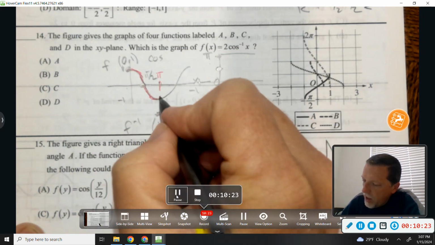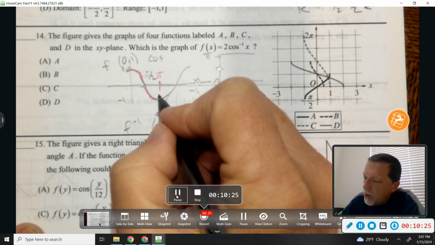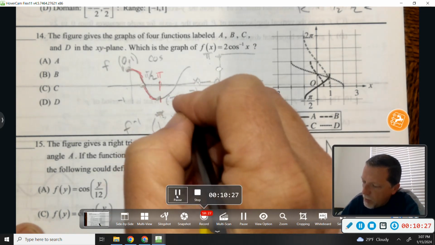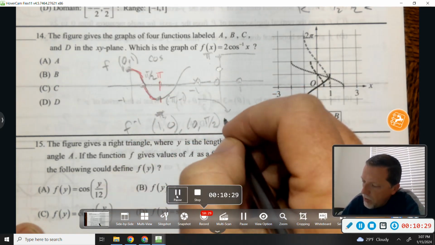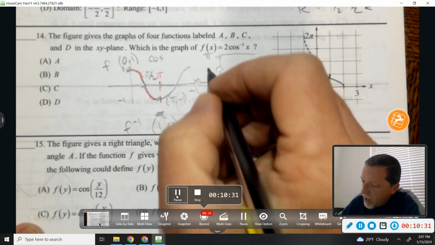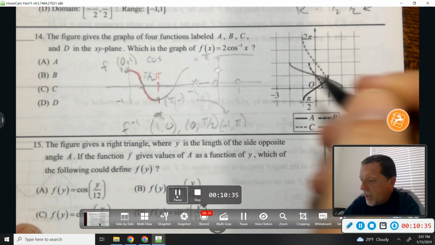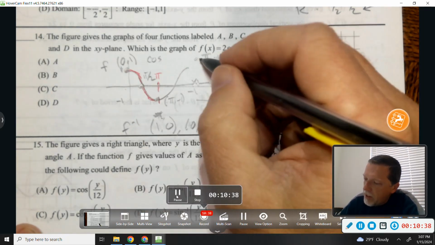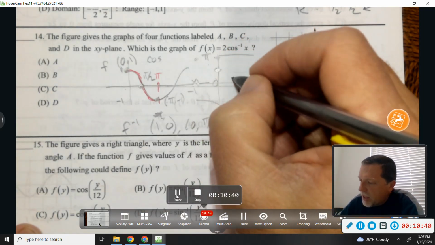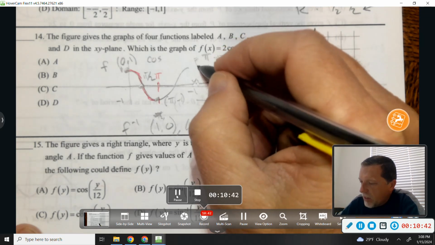And then this last point on the original graph is pi, comma negative 1, which means I'm at negative 1 pi. 1 pi is up there. And you know, it's going to have some crazy curve to it. I don't think it's going to look like cosine. I think it's going to look more like that.